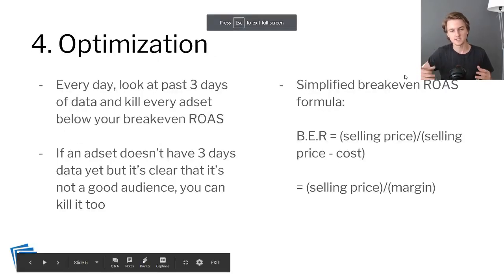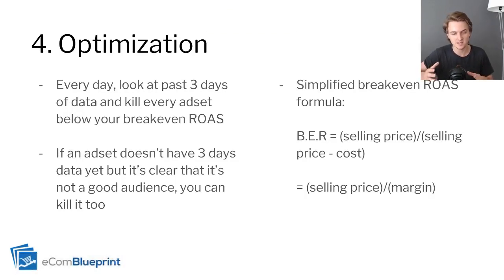Now, optimization. Every day you want to look at the past 3 days of data and then kill every ad set below your break-even return on ad spend. So every night, when you create some new audiences, you also want to look at the last 3 days of data, including that day, and kill all the audiences that are below your break-even return on ad spend. And that's how you're going to ensure that your return on ad spend keeps getting better, right? That you're not spending money on ad sets that are unprofitable.